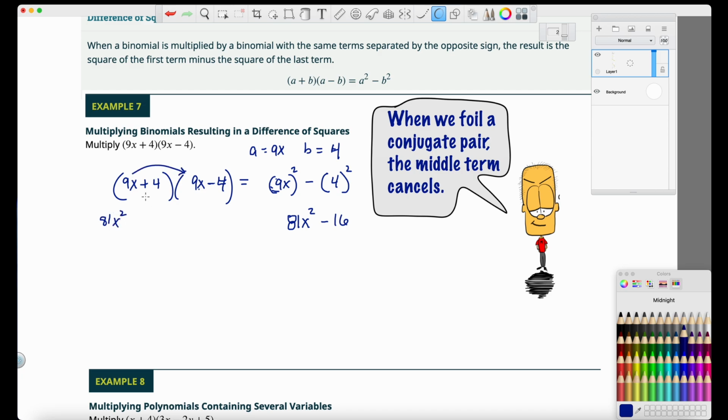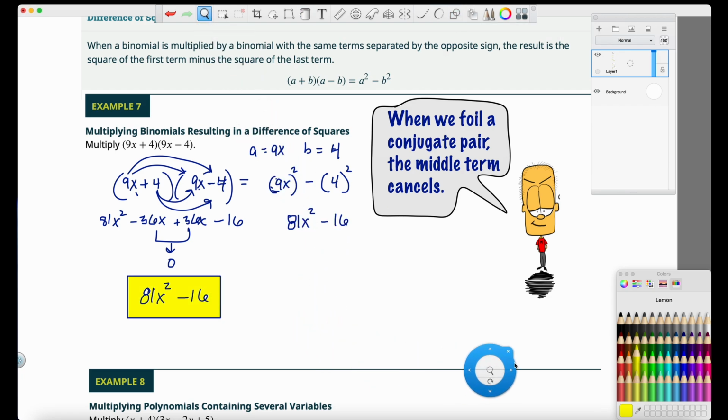If I want to FOIL this, I could, and I'll get the same answer. But again, once we understand the patterns here, math is all about patterns, then we not only fully grasp the concepts that will apply later, it'll also make math easier for us now, because it's just less work for us to have to do. Notice the middle terms cancel when we FOIL. Net negative 36x and the 36x.